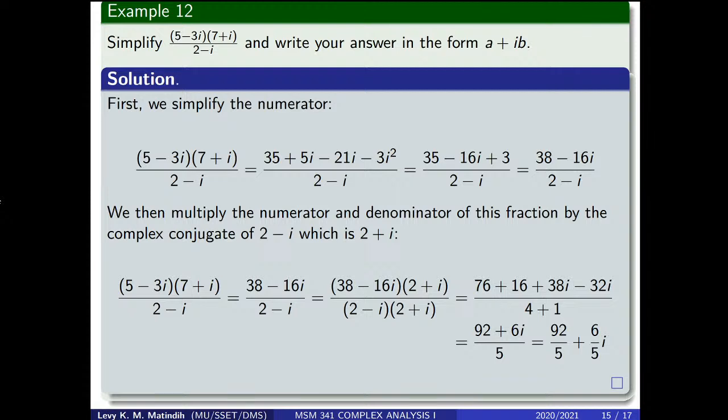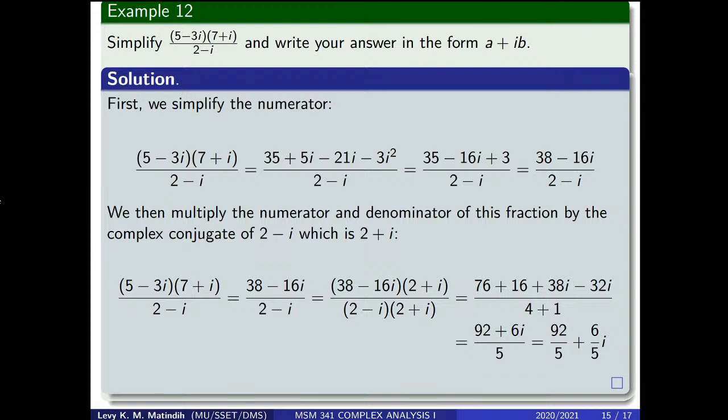So now there are two things involved here. There is multiplication and division involved at the same time. When you are dealing with such a scenario, what you need to do is first simplify the numerator. Don't start by multiplying both the numerator and the denominator by the complex conjugate of the denominator. That will mean your work will be tedious.